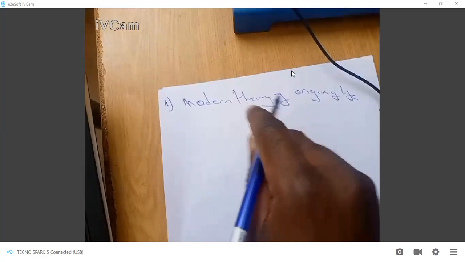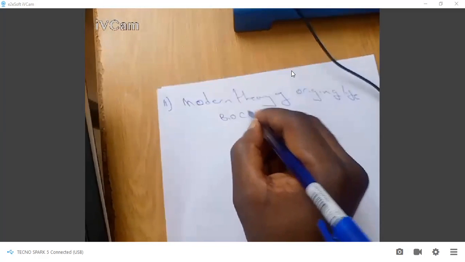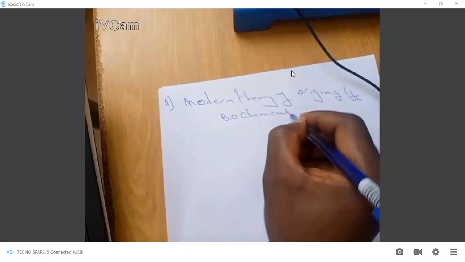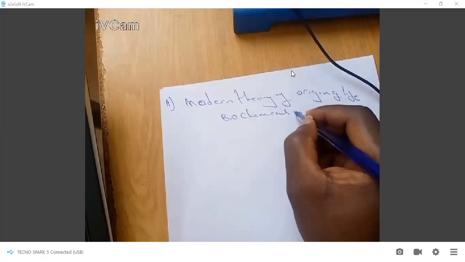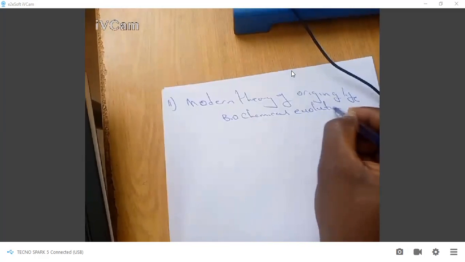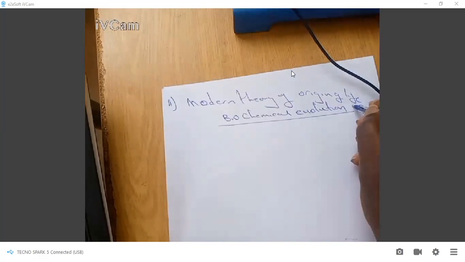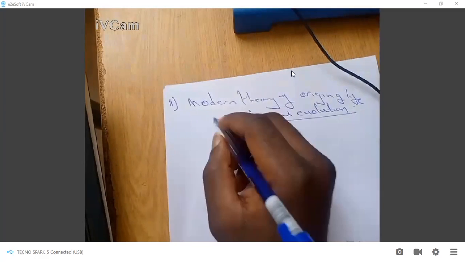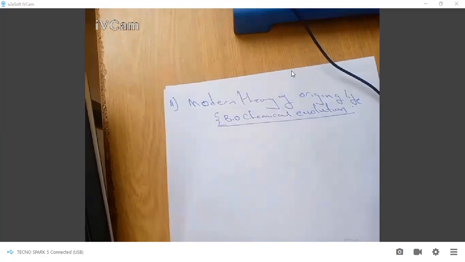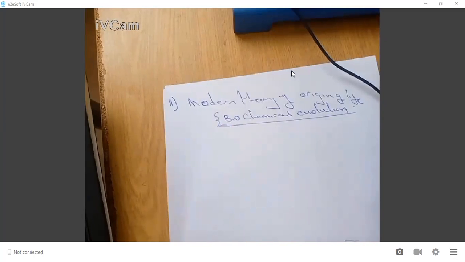Sometimes they call it the biochemical evolution. Either the modern theory of origin of life, or sometimes they call it the biochemical evolution. Therefore, whenever you find someone talking about biochemical evolution, he just wants you to elaborate how life arose or how life came into existence.